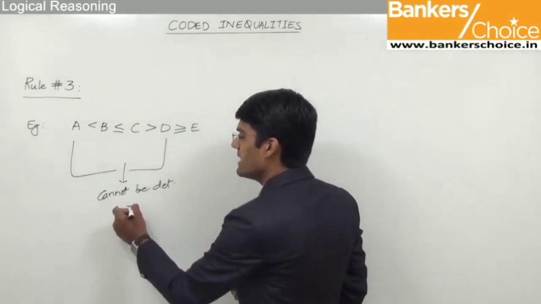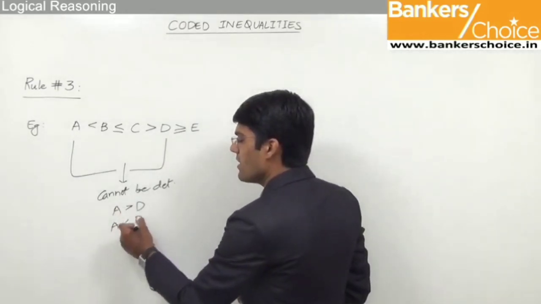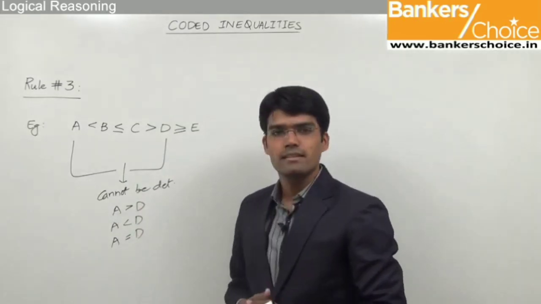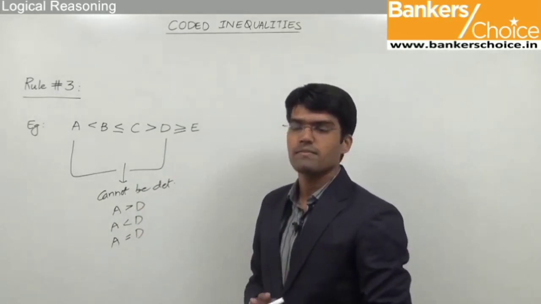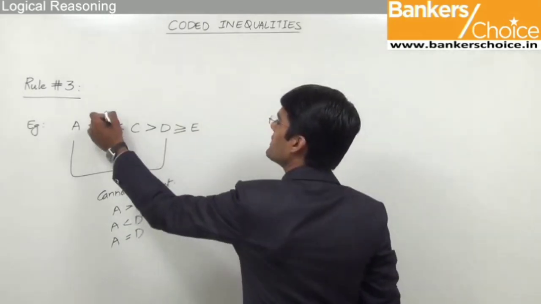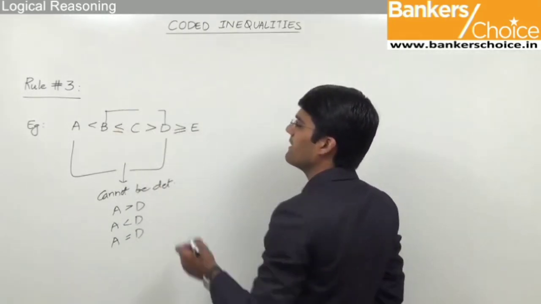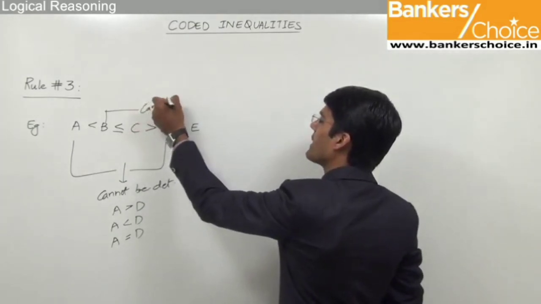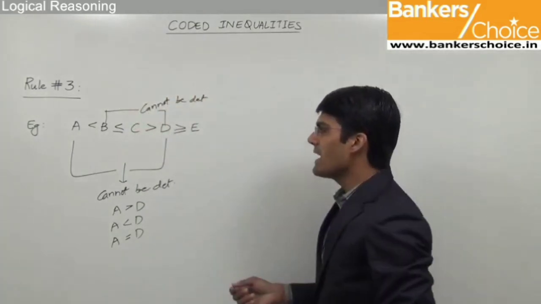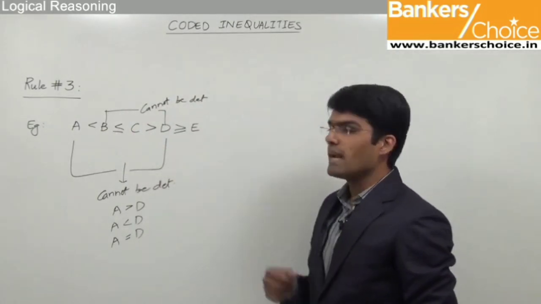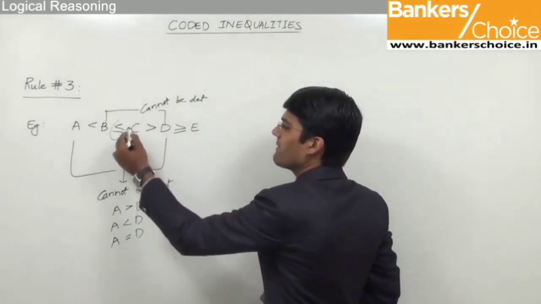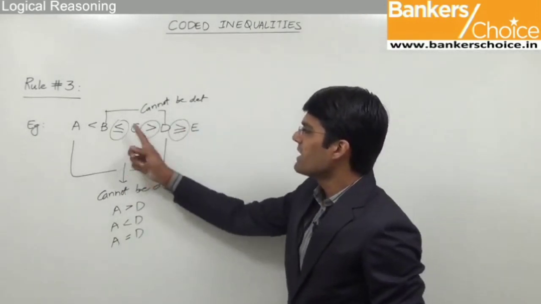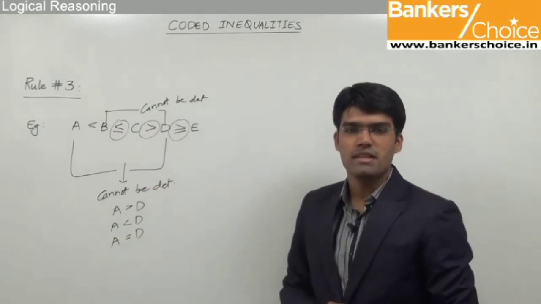A can be greater than D, or it can be less than D, or it can be equal to D. All the three cases are possible. So simply we can say that the relationship between A and D cannot be established. Similarly, if we try to compare the variable B with variable D, we find that there are dissimilar inequalities. So again here the relationship cannot be determined. And the same thing happens when we compare the variables B and E. Again in between B and E we have less than or equal to, greater than and greater than or equal to. So as there are dissimilar inequalities between them, those two variables cannot be compared.